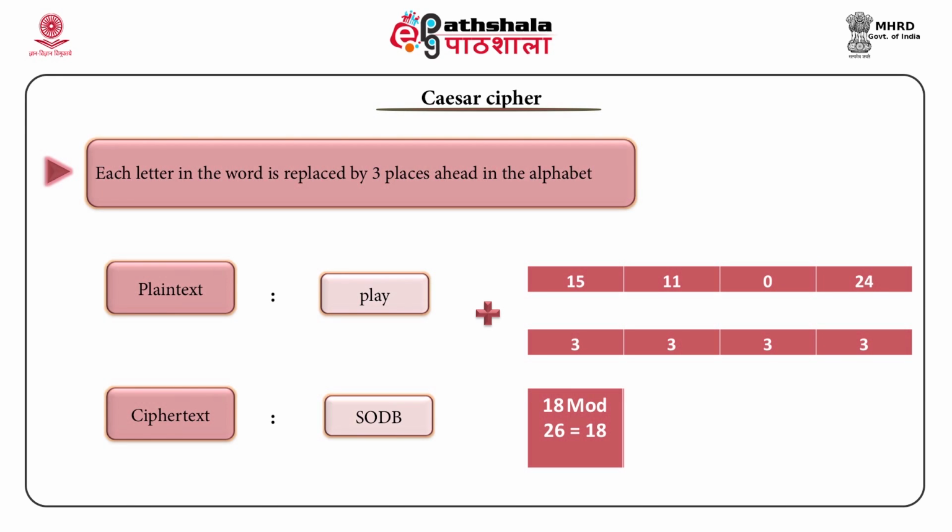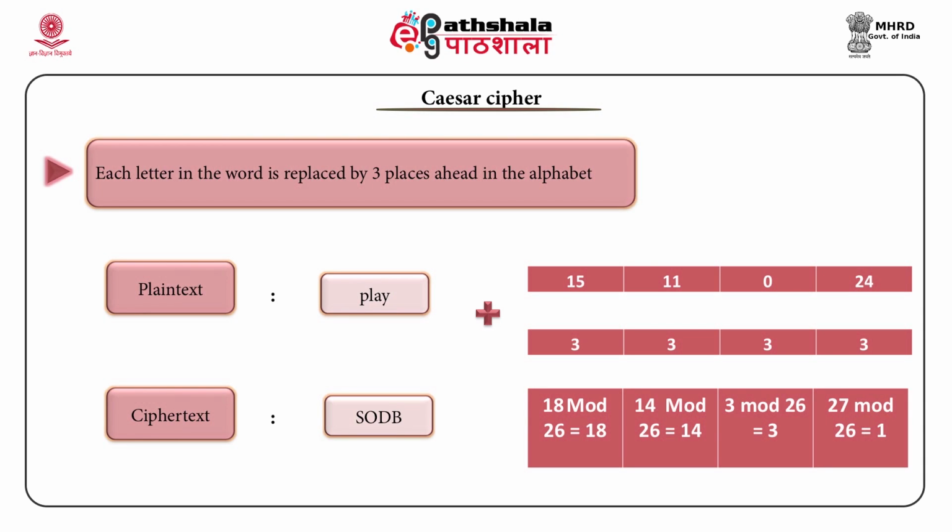The same way you can work out L. L was represented by the number 11, add the key 3, what you get is 14, which corresponds to the English alphabet O. Then comes A. A has a numeric value 0, add 3, what you end up with is 3, which corresponds to the English alphabet D.